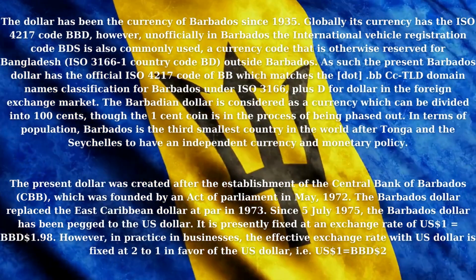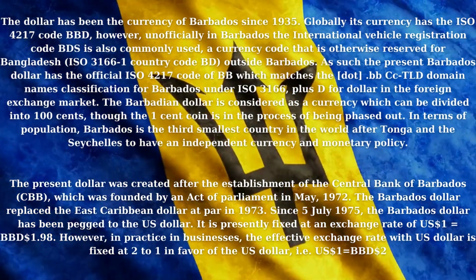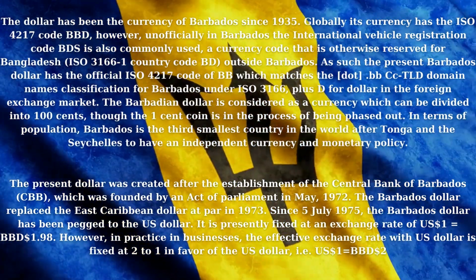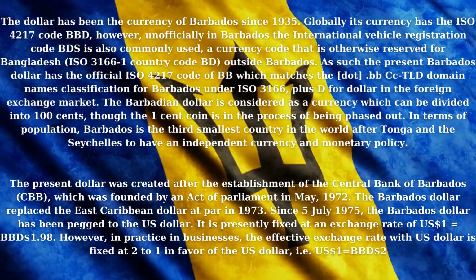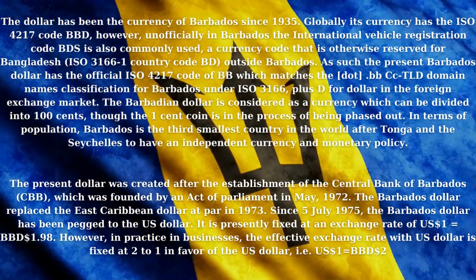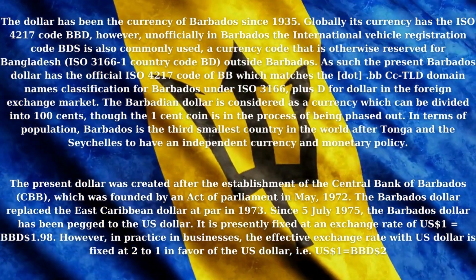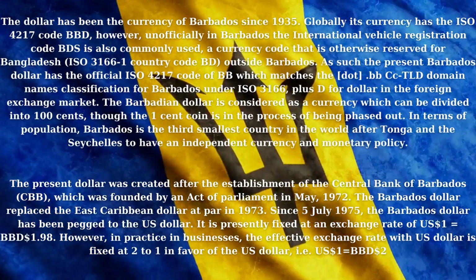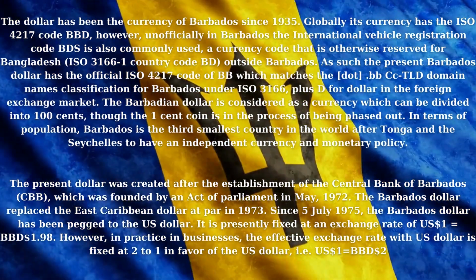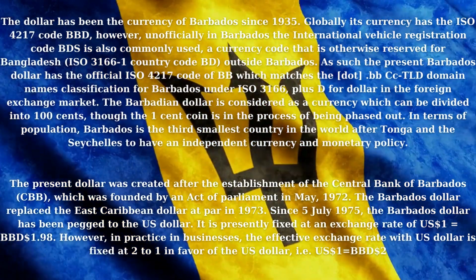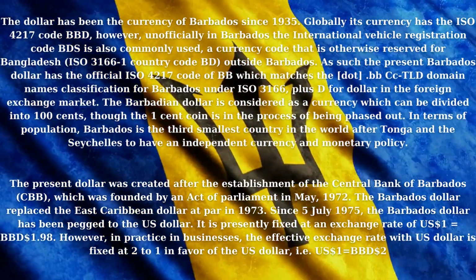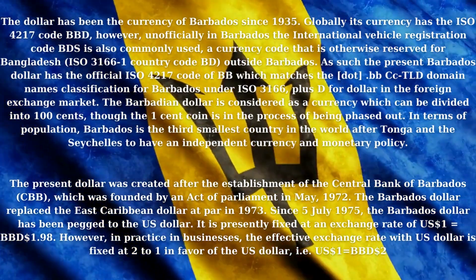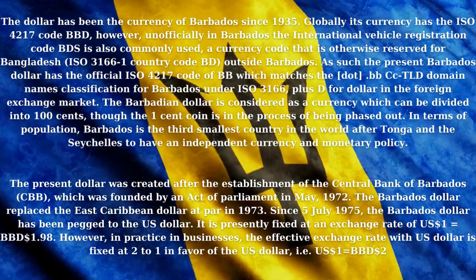The dollar has been the currency of Barbados since 1935. Globally, its currency has the ISO 4217 code BBD. However, unofficially in Barbados, the International Vehicle Registration Code BDS is also commonly used, a currency code that is otherwise reserved for Bangladesh under ISO 3166-1 country code BD, outside Barbados. As such, the present Barbados dollar has the official ISO 4217 code of BB, which matches the .bb country code domain name classification for Barbados under ISO 3166, plus D for dollar in the foreign exchange market.